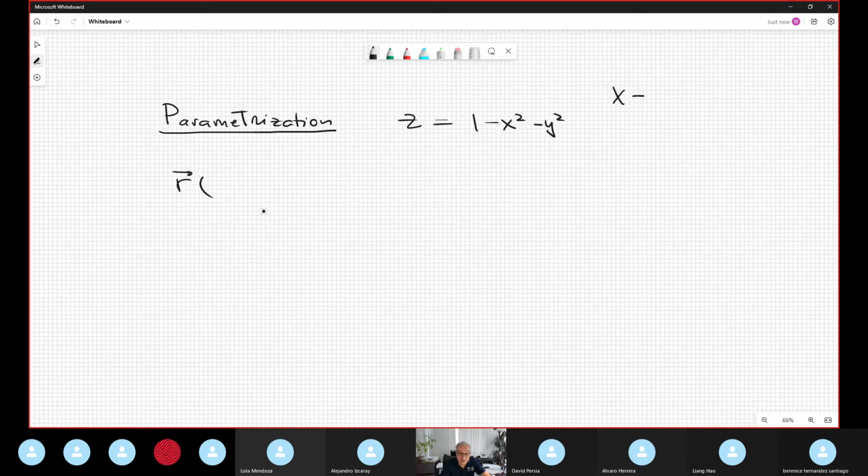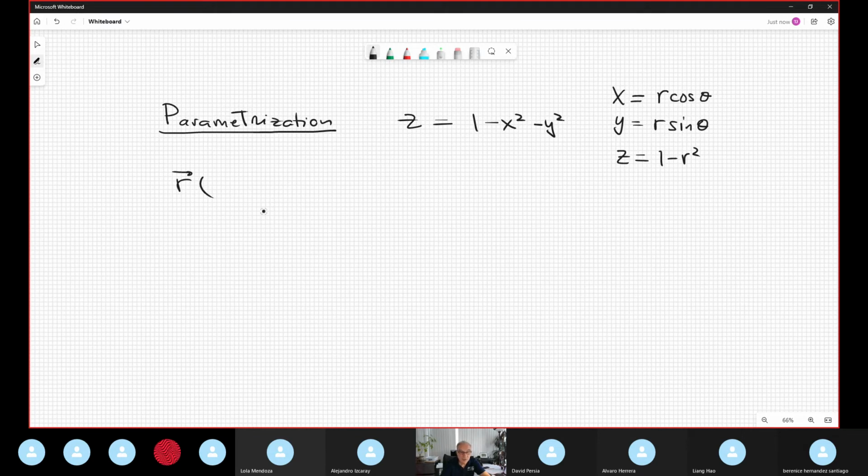Suppose that x is equal to r cosine theta, y is equal to r sine theta. These are the classical formulas for the polar. And z is this equation, so this equation is 1 minus r squared. Make sense? Make sense?